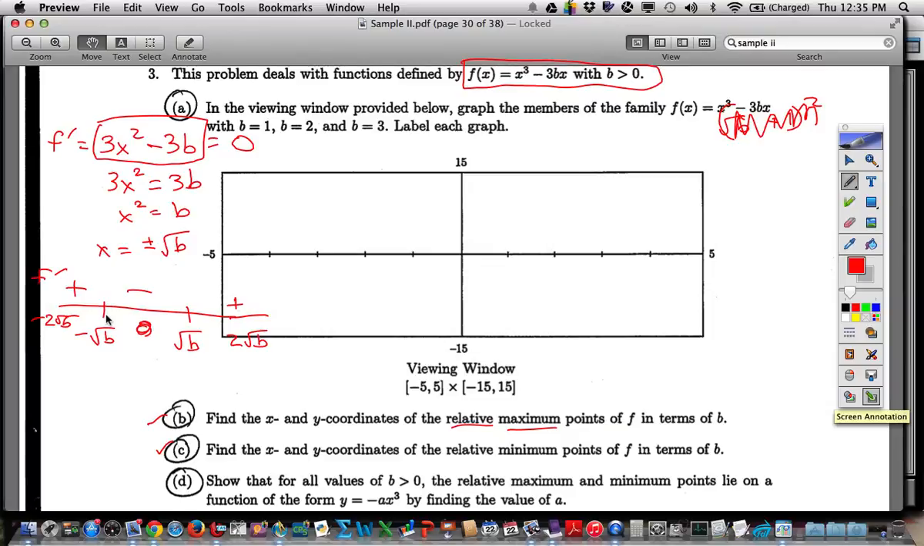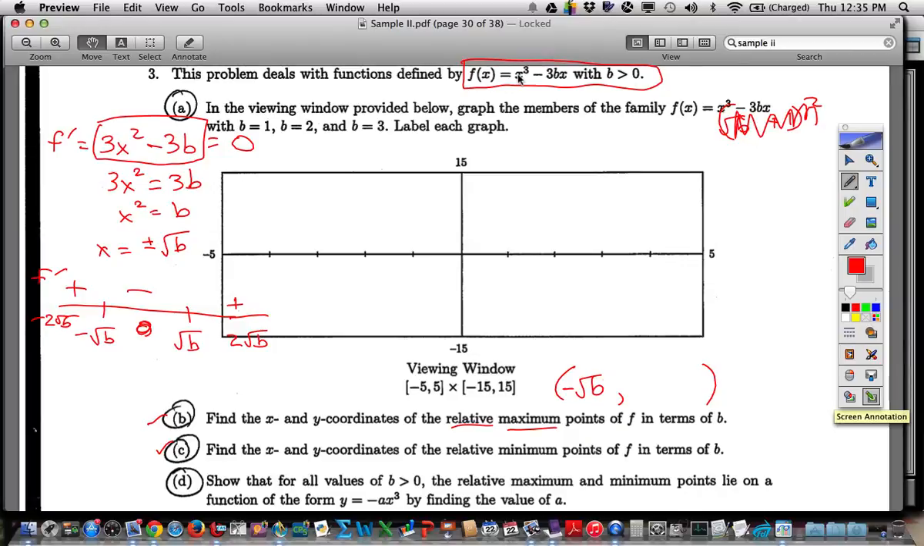Now, this time, they wanted the x and y coordinates. A lot of times they say, where are the local max and mins? And you just say, well, the local min is at x equals square root of b. Local max is here. But this time they wanted the actual coordinates. So the minimum, or no, they want the maximum. So that would be at negative root b. And then they want the y value. So what do we do there? Put it into the original. Now, this gets kind of messy.